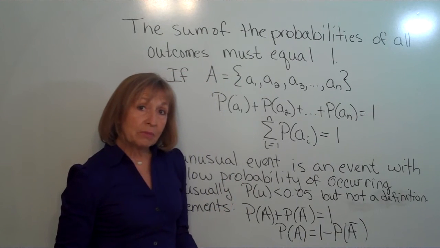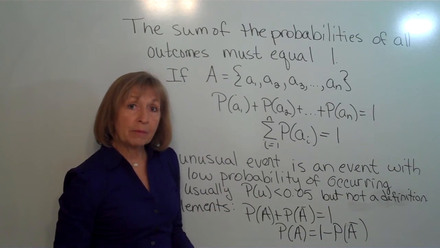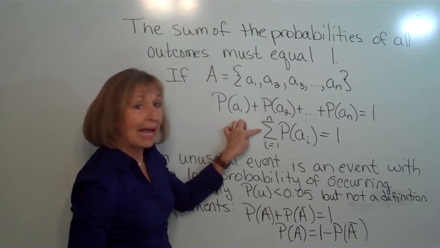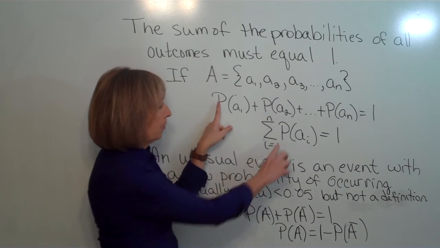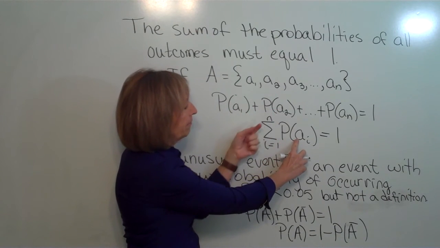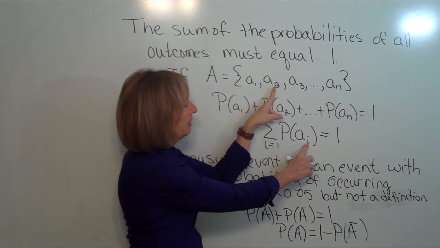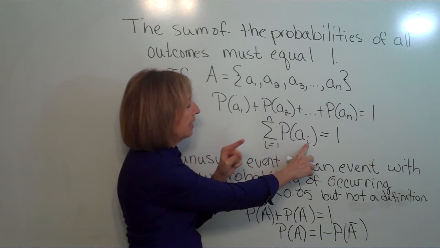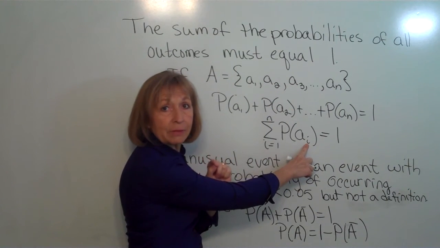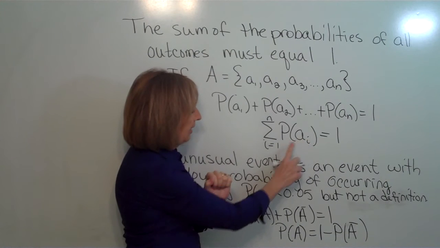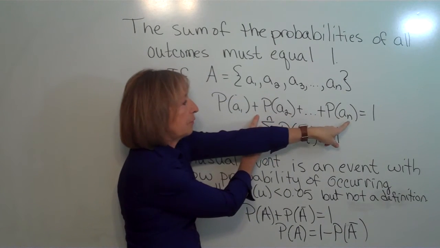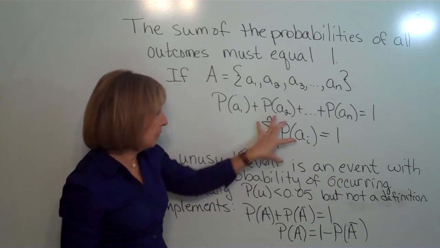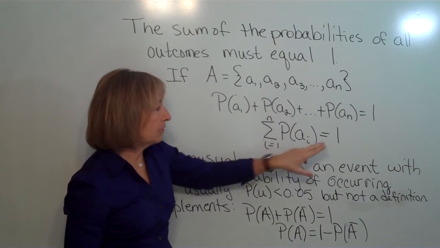I can also symbolize this addition of the probabilities of the events by capital sigma. That means to add up the probability of the events, and that's getting incremented from 1 up to n. So I just put a little index of summation there, sub i, and then say my i goes from a subscript of 1 up to a subscript of n. So that's what that symbolism means, and if I add those all up, I get 1.